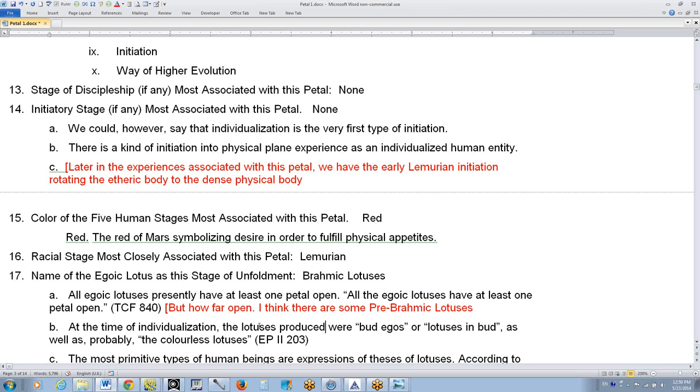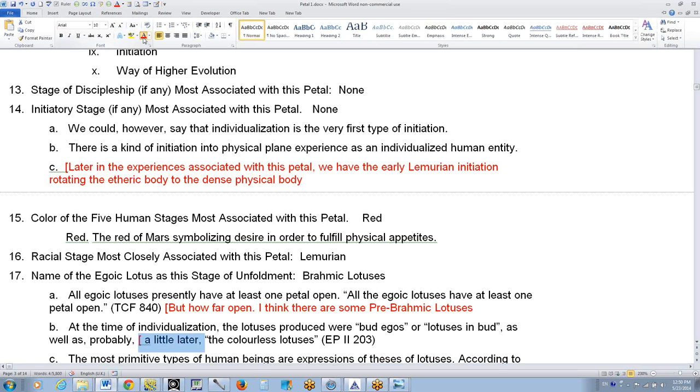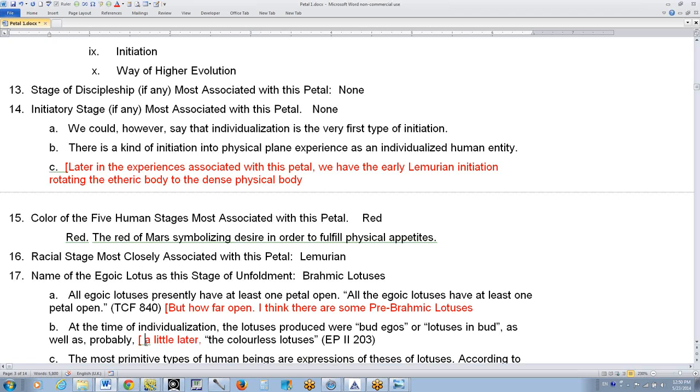So at the time of individualization, the lotuses produced were the bud egos, or lotuses in bud, and probably a little later, colorless lotuses. Now I'm trying to see what is the problem here. I don't want black going in when I put down this other color.